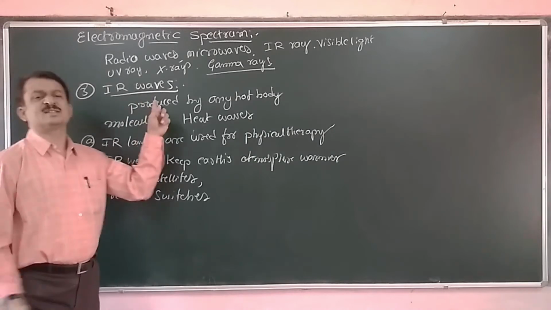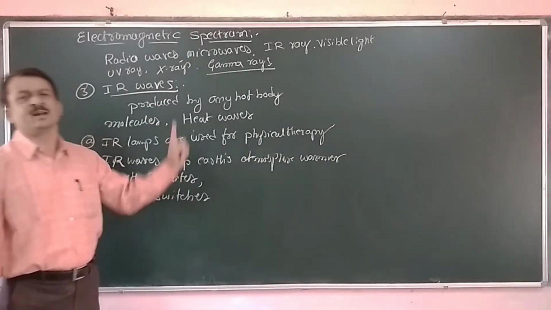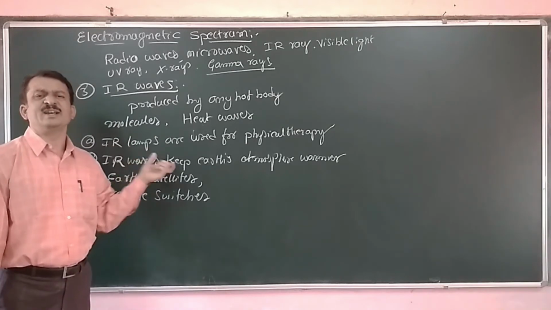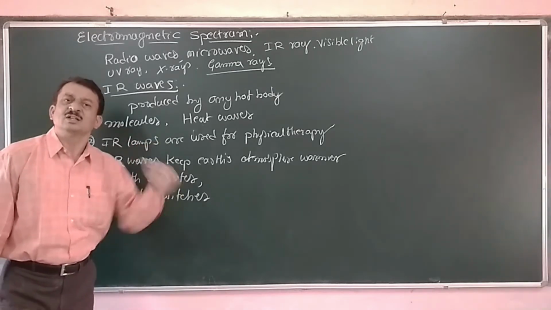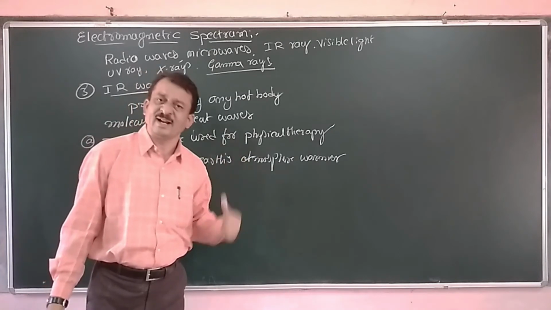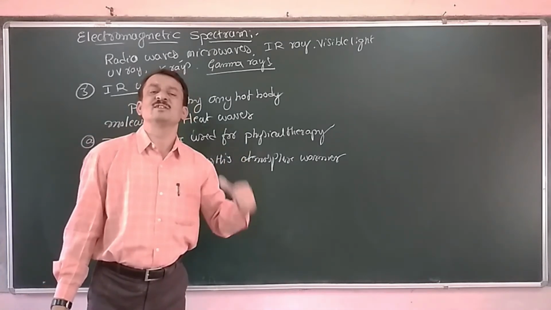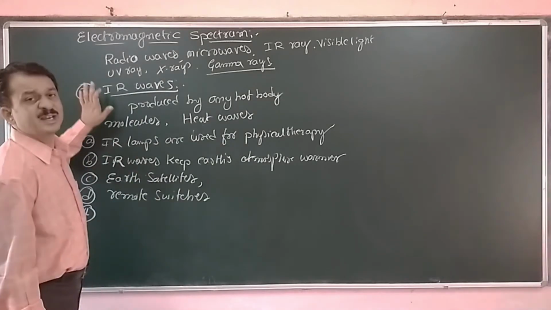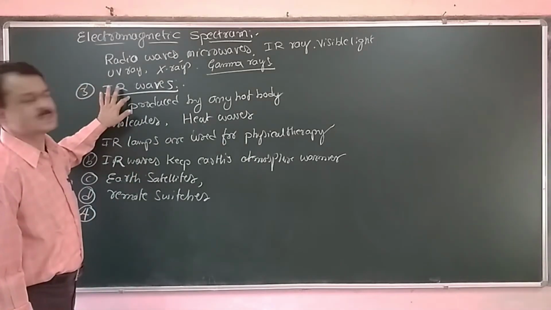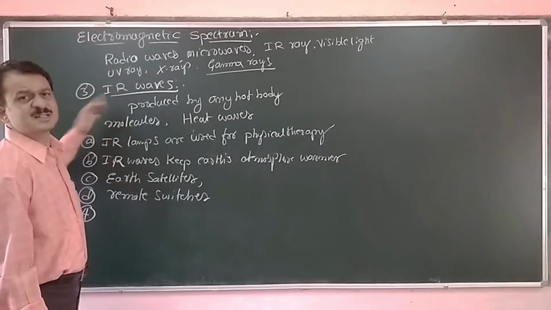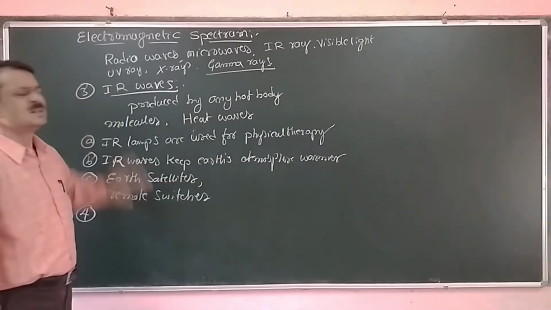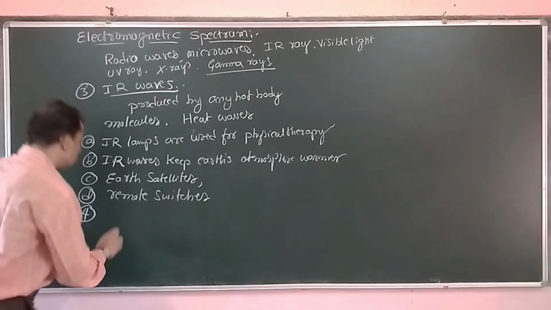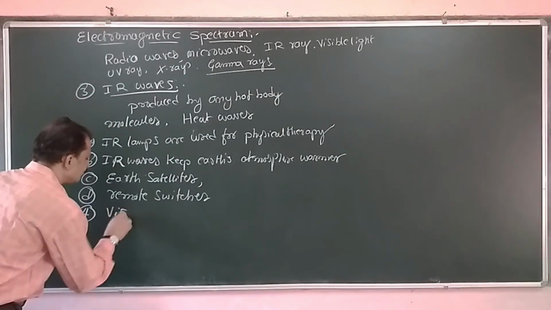Now this frequency is a little bit higher than microwaves, and this frequency is overlapping with the lower frequency range of the visible light. The lower frequency of the visible light is the red light. Since it is overlapping the frequency of the red light, these are called infrared waves. Now the fourth one is visible light.